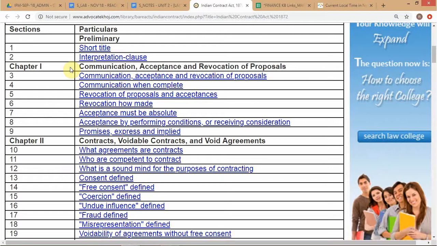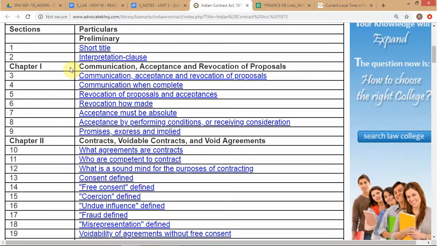So that's why chapter 1 is titled Communication, Acceptance and Revocation of Proposal, because the moment a proposal is accepted, it becomes a promise, and if there's a reciprocal promise, it will be an agreement, and then it only remains to pass through the filters of section 10. So it's very important to be clear as to what the standards are for acceptance and for communication.